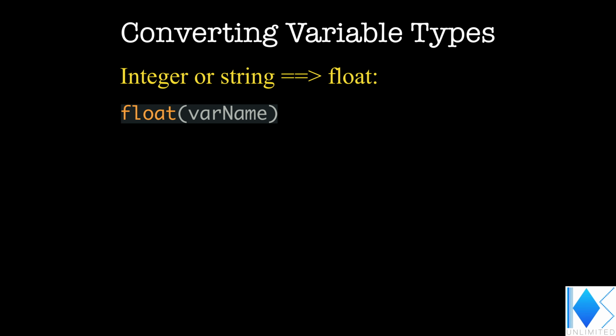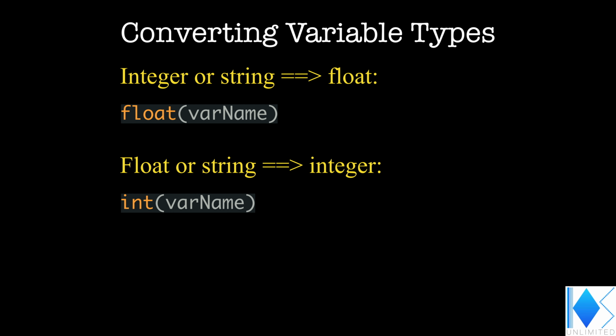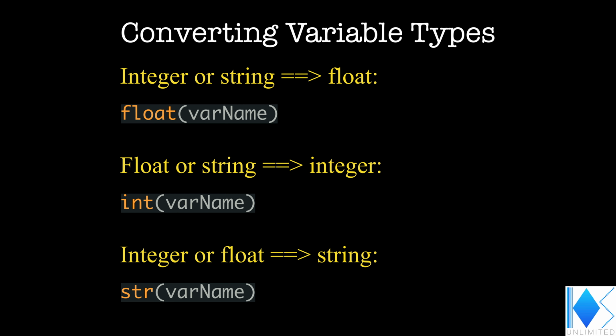We can convert an integer or string to a float by using the float function. We can convert a float or string to an integer by using the int function. Note, however, that if you convert a float to an integer, the values after the decimal point are thrown away. Converting an integer or float to a string, we can use the str function. This will allow us to do string operations on the integer or float.